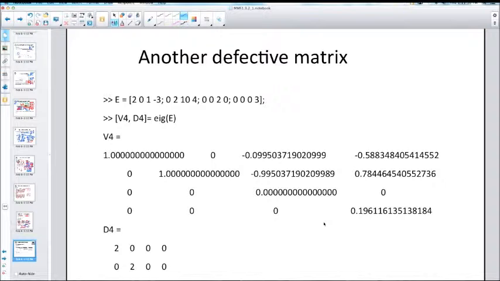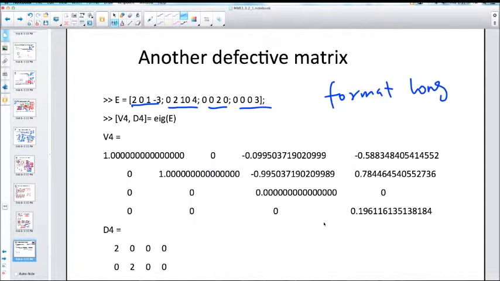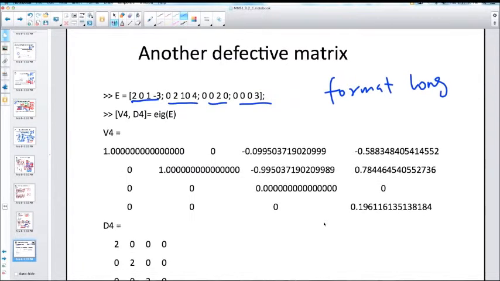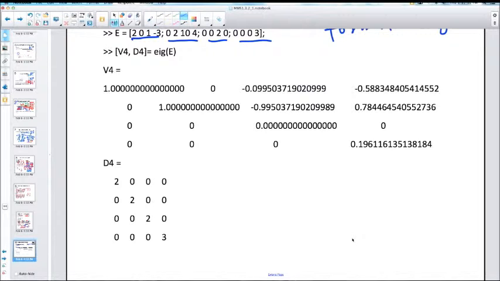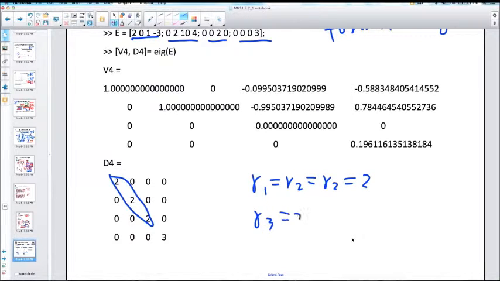Another defective matrix is more interesting. This time I used format long. Last time we used the rational format, remember? And this is a defective 4x4 matrix. When you look at the eigenvalues, they are right. They have a repeating triple root equal to 2, and the single root equal to 3.